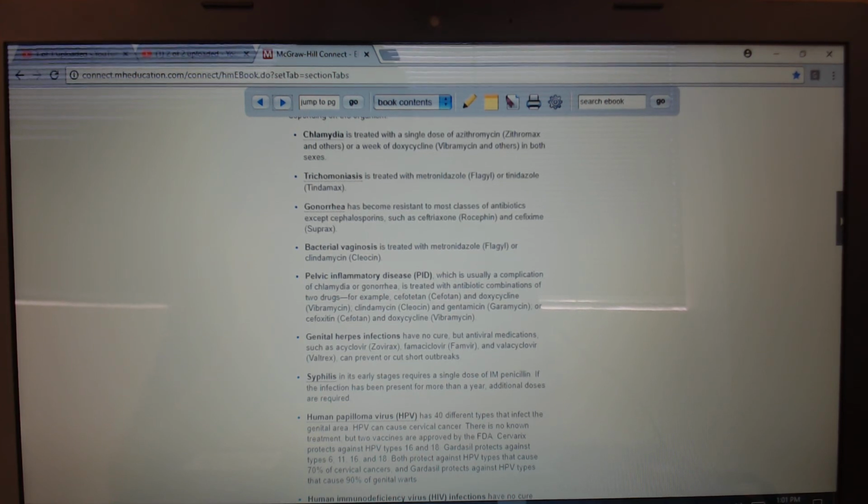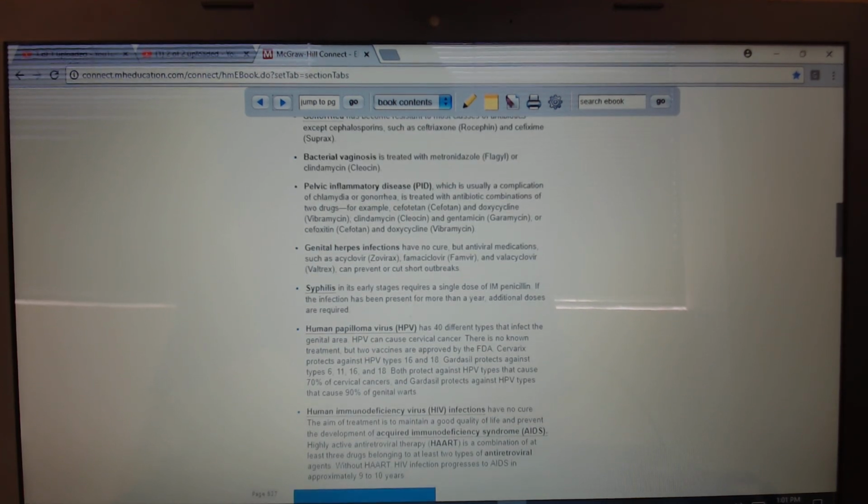Bacterial vaginosis is treated with metronidazole, Flagyl, or clindamycin, Cleocin. Pelvic inflammatory disease, usually a complication of chlamydia or gonorrhea, is treated with antibiotic combinations of two drugs. For example, cefotetan, Cefotan, and doxycycline, Vibramycin, or clindamycin, Cleocin, and gentamicin, Garamycin, or cefoxitin, Mefoxin, and doxycycline, Vibramycin.